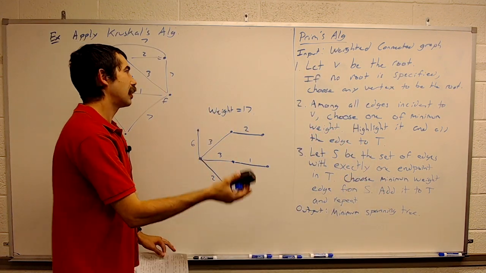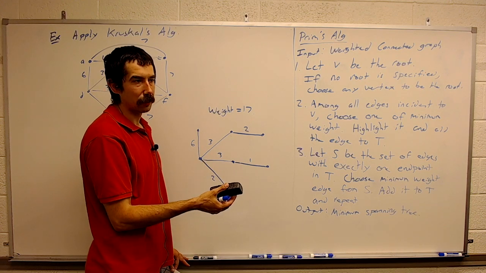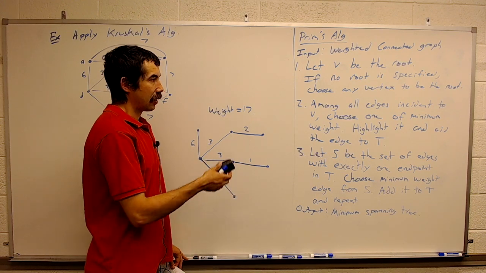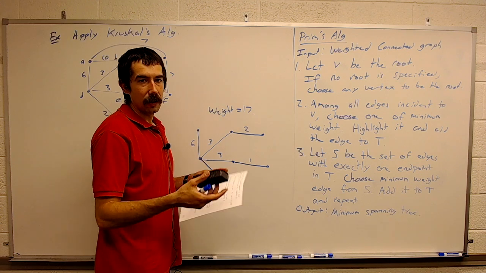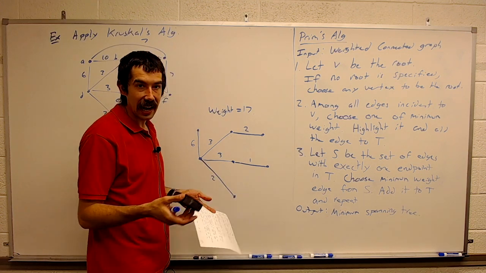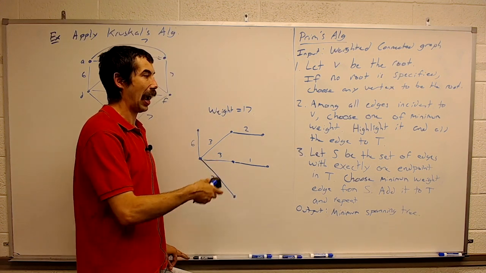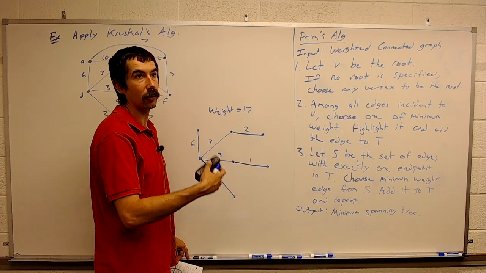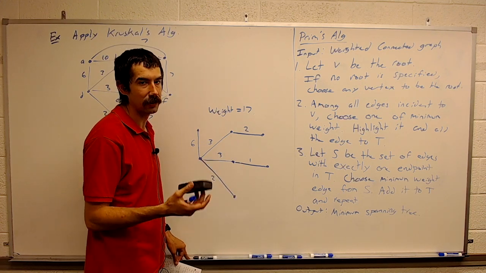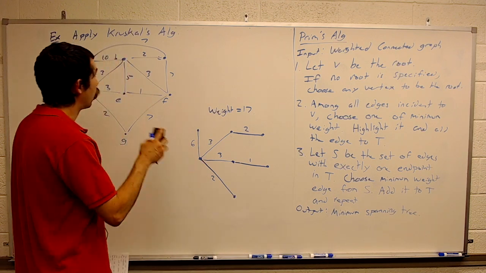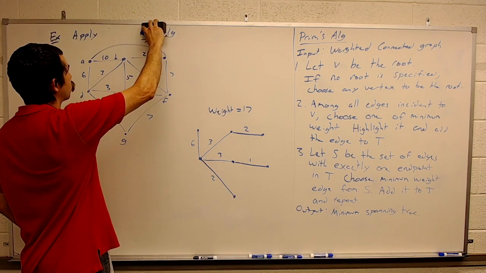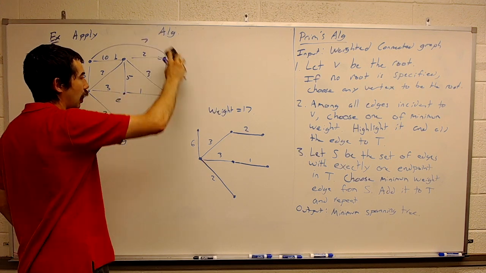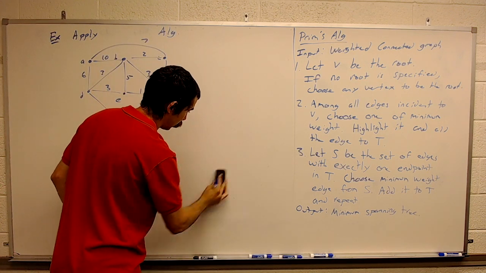Okay, so like I said, the advantage to Prim's algorithm is that at each step along the way, this tree that we're building is connected. So it could give us a sense of like how we would actually build these roads or install the cables. So it gives us a little bit of an order to it. All right, so let's now, instead of apply Kruskal's algorithm, let's apply Prim's algorithm.